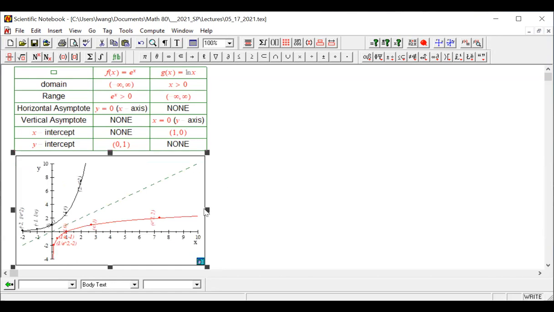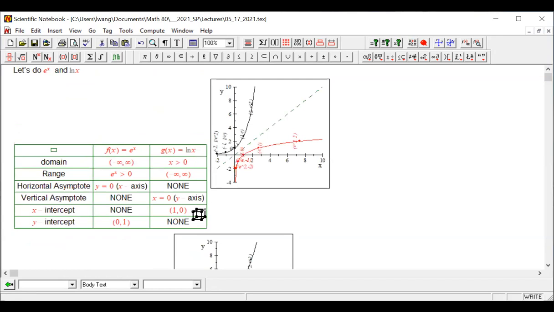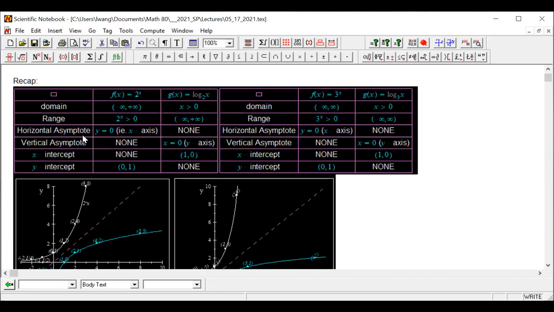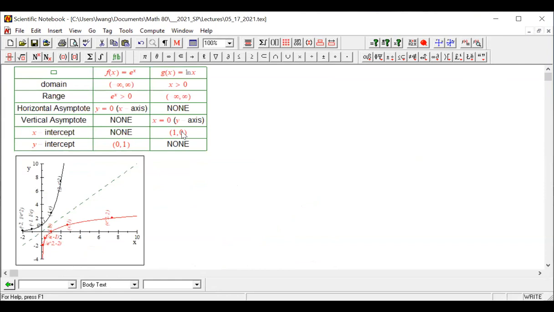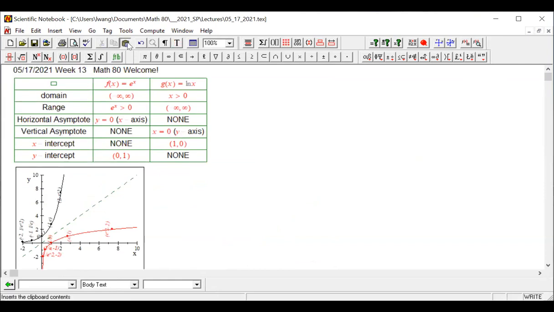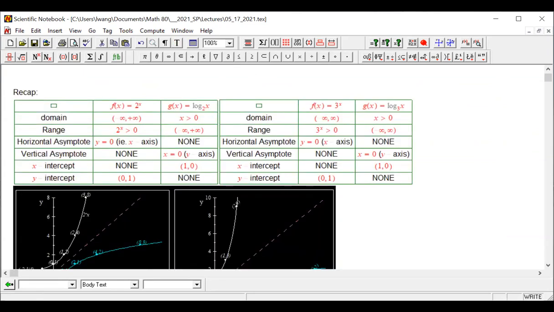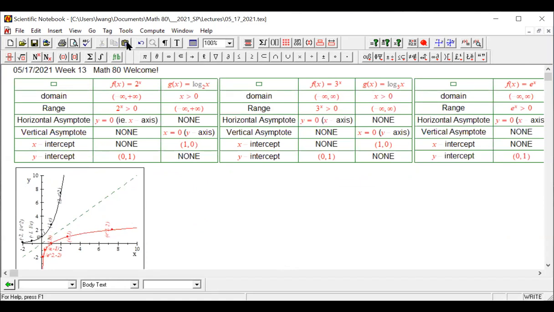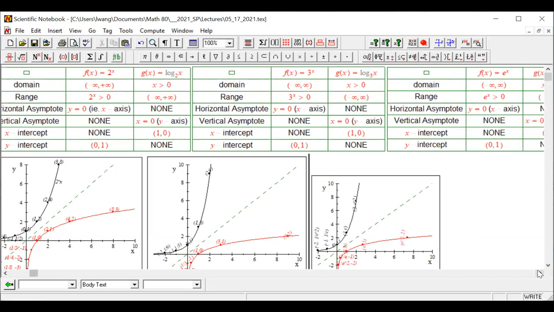And prior to this, we did a recap for 2 to the power x and so on and so forth. So bring these two tables here, we have done, right? And the two pictures we have done, if we put them next to each other, what do we see?